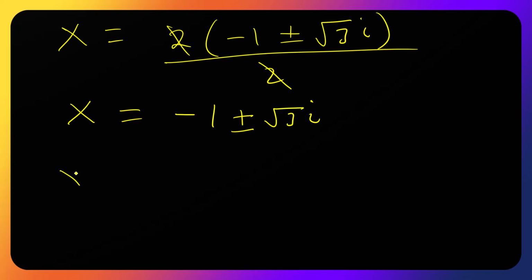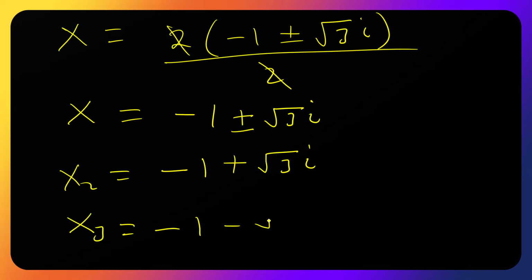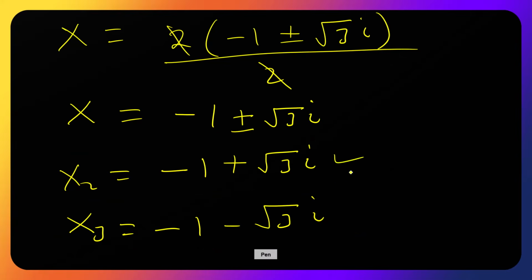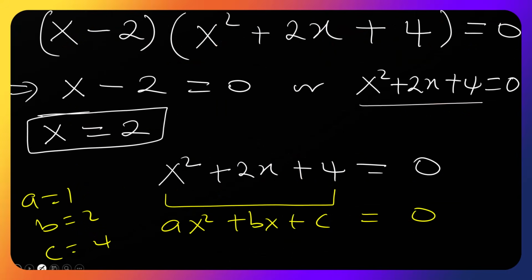So it means the second solution will be minus 1 plus square root of 3i. And the third solution will be minus 1 minus square root of 3i. So these are the solutions, the complex parts. All right, so we have the first one, x equals 2, then these two. All right, that's that.